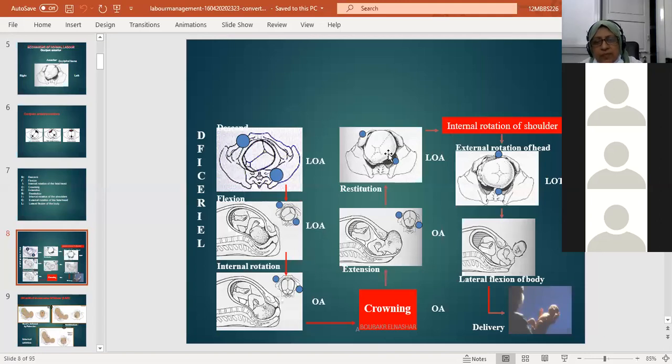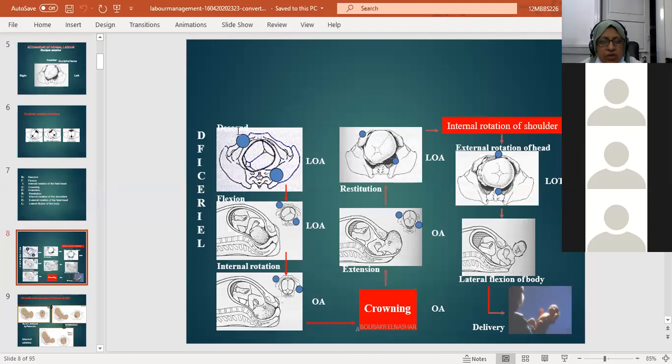So the fetal head from this restitution may go into this occipital transverse diameter, into the transverse diameter of the outlet, while the shoulder becomes rotated and comes into the AP diameter of the inlet. Then after that there's the delivery of the baby's anterior shoulder, then the delivery of the posterior shoulder. So this is all of the mechanism.